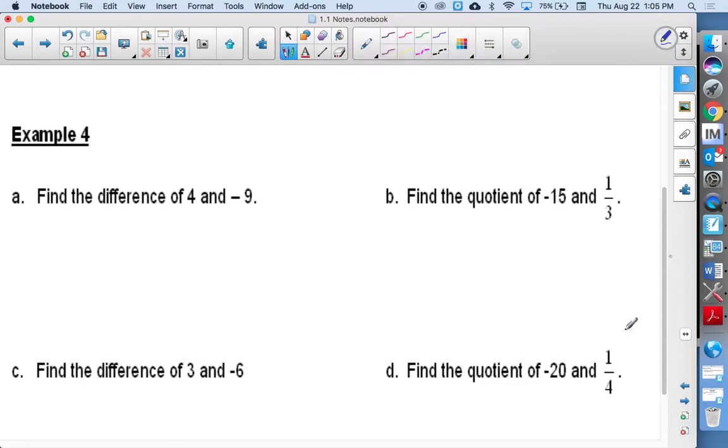Find a difference of 4 and negative 9. So what does difference mean in math? What do we do? Subtraction. Yeah, subtraction. Okay, so we're gonna have 4 minus a negative 9. Alyssa, what is 4 minus negative 9? So anytime you have a subtraction followed by a negative number, it actually turns into addition. So listen, 4 plus 9 gives us 13.